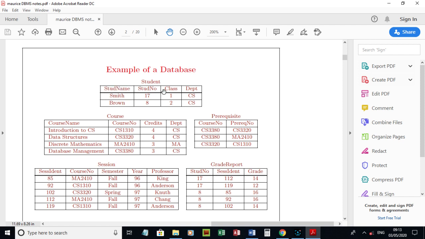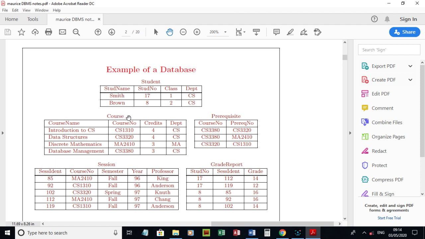This is the schema, the structure of the table, and then the actual data. We know student name, student number, class and department. That is not data but metadata. Right, let's move on. We have defined it; we have defined the field names.